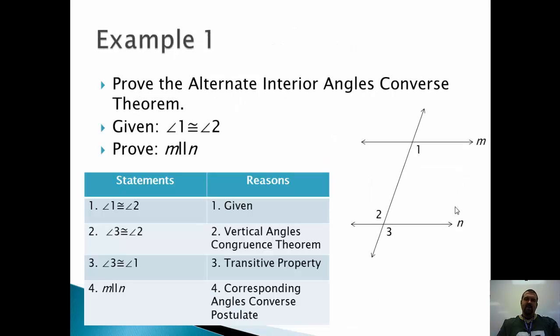This example was actually one from last section, so you don't have to recopy it down. It should already be in your notes. It was example 6, I believe, in section 3 of chapter 3. But this was a proof that we had before. Given, copied down there. Then we said angle 3 and angle 2 were congruent because of the vertical angles congruence theorem. We said, hey, these two combined to make this statement here. Transitive property. And last but not least, we said, hey, if these two are congruent, then the two lines are parallel. Corresponding angles converse postulate.